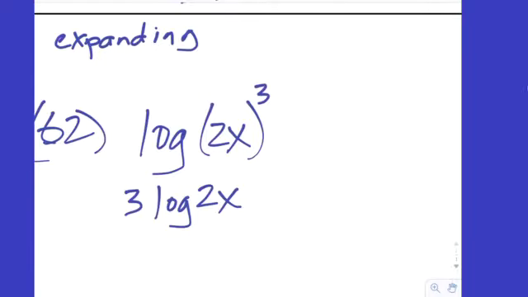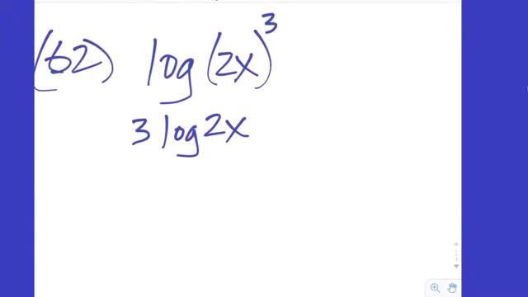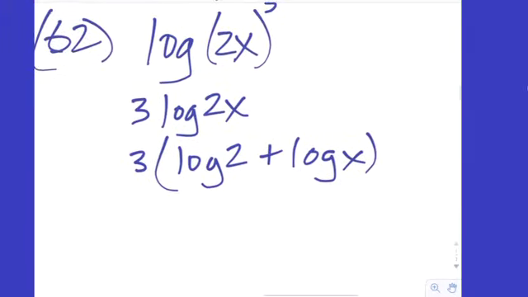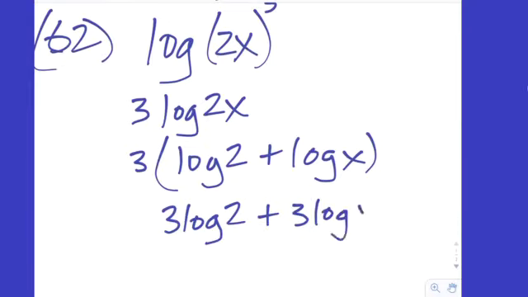Now, is that completely expanded? No, now I can expand that more because now I have a product. And here's where you have to be careful. That 3 is multiplied by the entire log, which is about to become 2 terms. So then you would write that as parentheses log 2 plus log x. Or if you wanted to distribute it, 3 log 2 plus 3 log x. And that would be the full expansion right here on the bottom line.